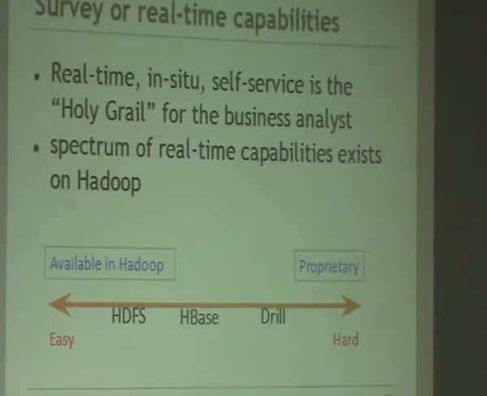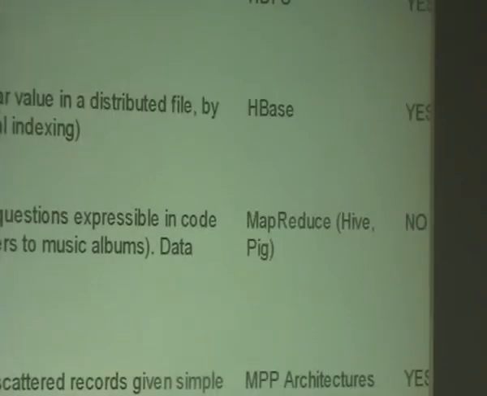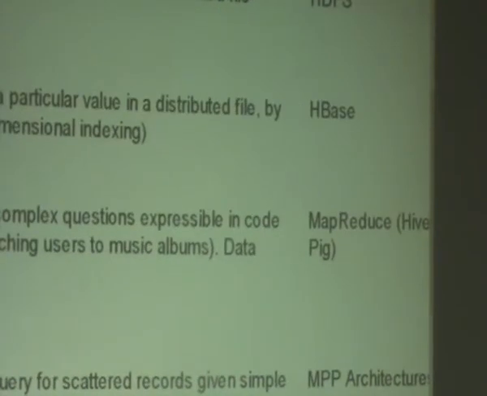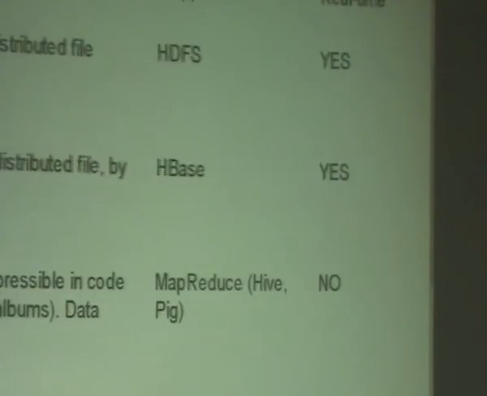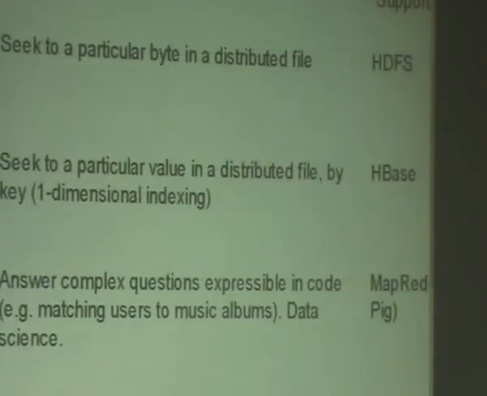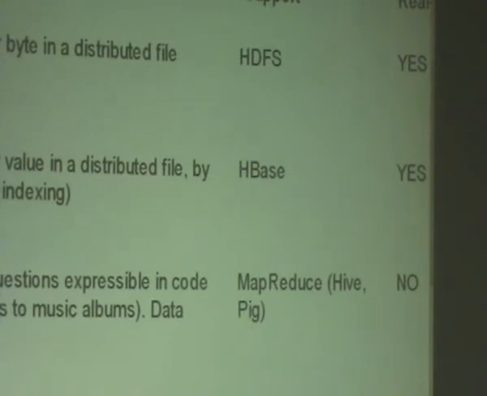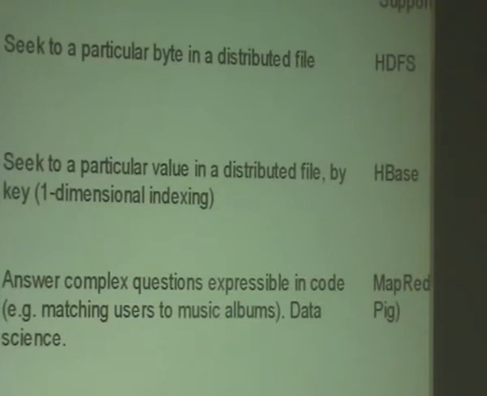Okay, so slide 17, we can look at each of the layers of the stack in terms of its use case, whether it's supported in Hadoop right now and whether it's real time. So with HDFS, we can seek to a particular byte and begin reading bytes in real time. That's really good, but it's not really a question answering system in real time for business analysts. With HBase, we can seek to a particular value by a one-dimensionally indexed key. And that is somewhat like what's available in key value databases, something like Couch or something like that.